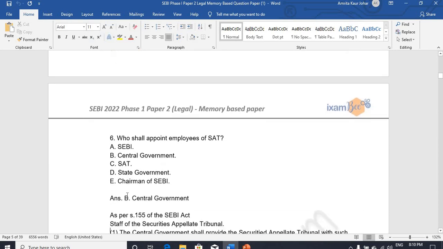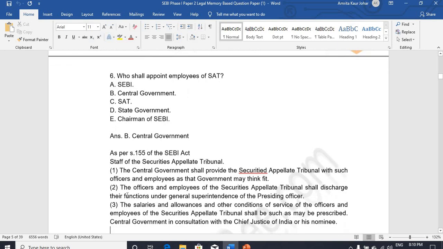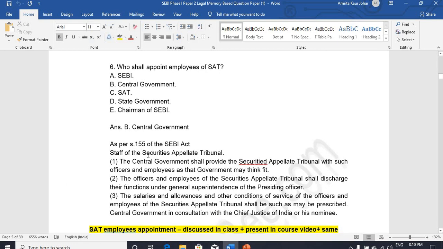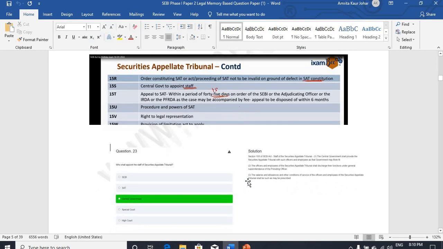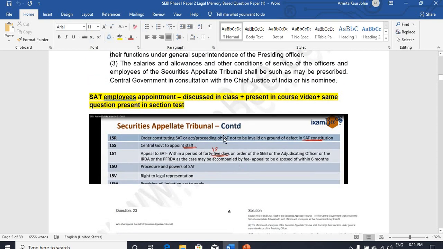Who shall appoint employees of SAT, Securities Appellate Tribunal? It shall be appointed by the central government. Section 155 of the SEBI Act provides that the central government shall provide the Securities Appellate Tribunal with such officers and employees as that government may think fit. This also is included under the coverage of ixamBee. You can see we have discussed it in the class as well as it is present in the course videos and also it is present in the section test.